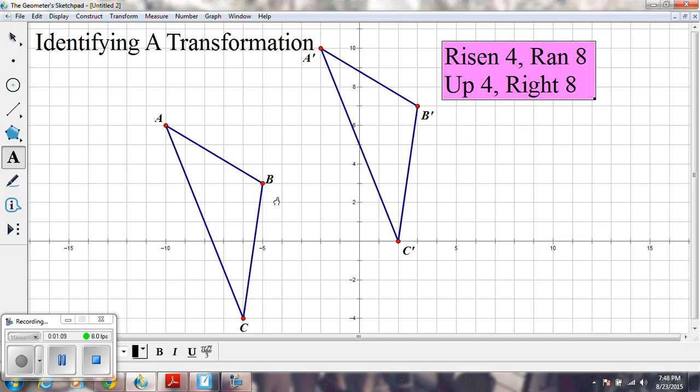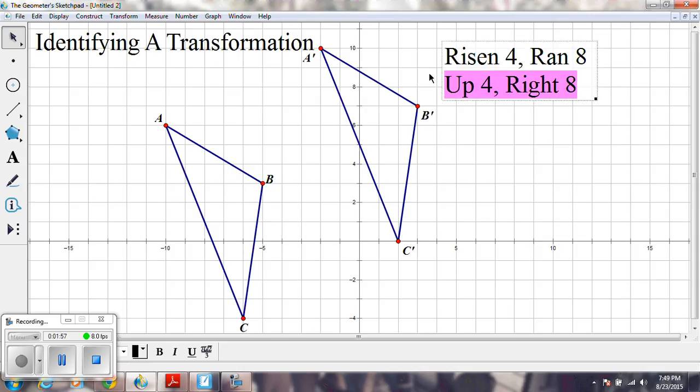Let's ensure that this has occurred with every set of points. So from B to B prime, let's test up 4, right 8. B, 1, 2, 3, 4. 1, 2, 3, 4, 5, 6, 7, 8. So my conjecture worked for B to B prime. Let's test C to C prime. 1, 2, 3, 4. 1, 2, 3, 4, 5, 6, 7, 8. So I know that this is the translation that has occurred.